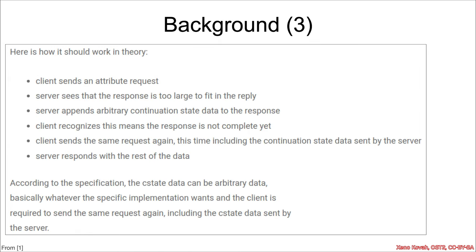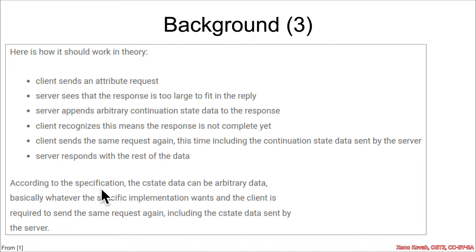So I want to just actually quote from that research. It says, here's how it should work in theory. Client sends an attribute request. Server sees that the response is too large to fit in the reply. Server appends arbitrary continuation state data to the response. Client recognizes this means the response is not yet complete. Client sends the same request data again, this time including the continuation state sent by the server, and the server responds with the rest of the data.